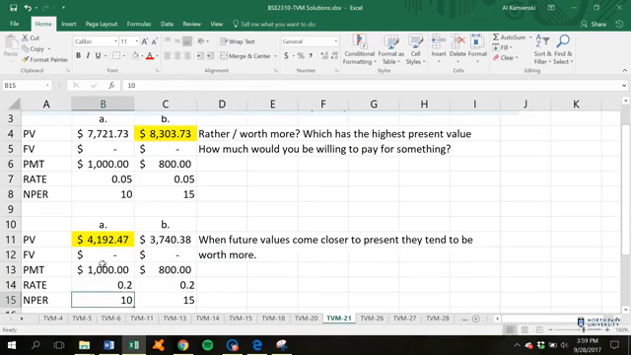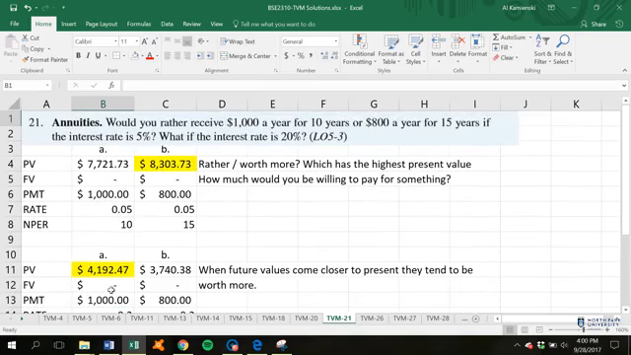Here you get $1,000 over the course of 10 years, which is 10 grand. Here you get $800 over the course of 15 years, which is $14,000. But because the timing comes closer here and the interest rate is so high, it actually makes the first one more valuable when you increase the interest rate.